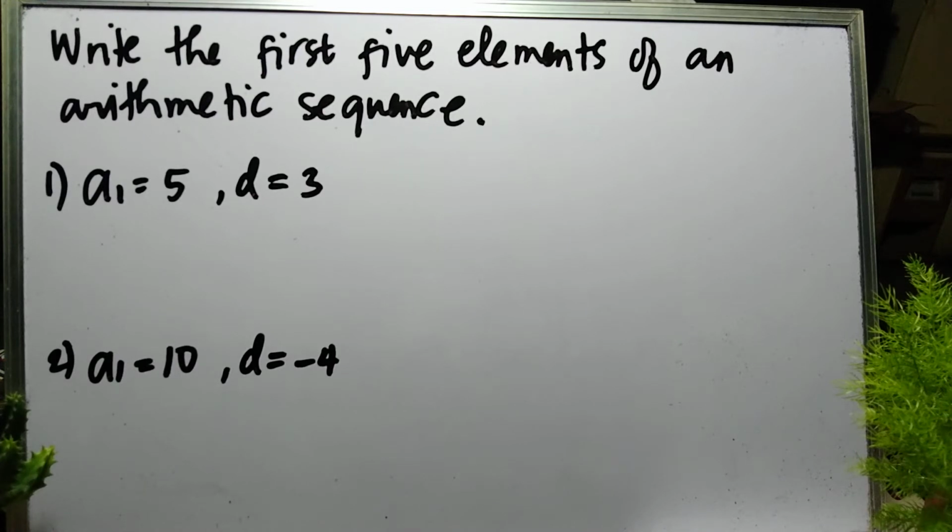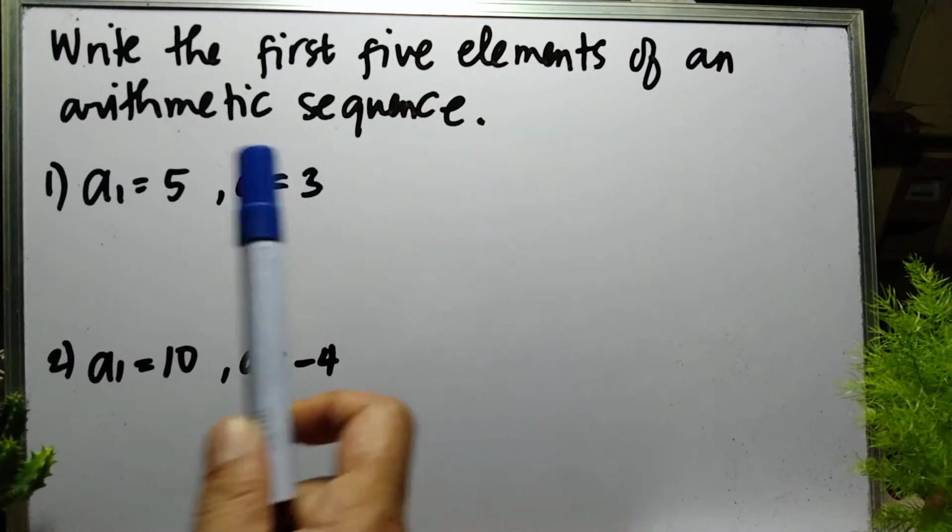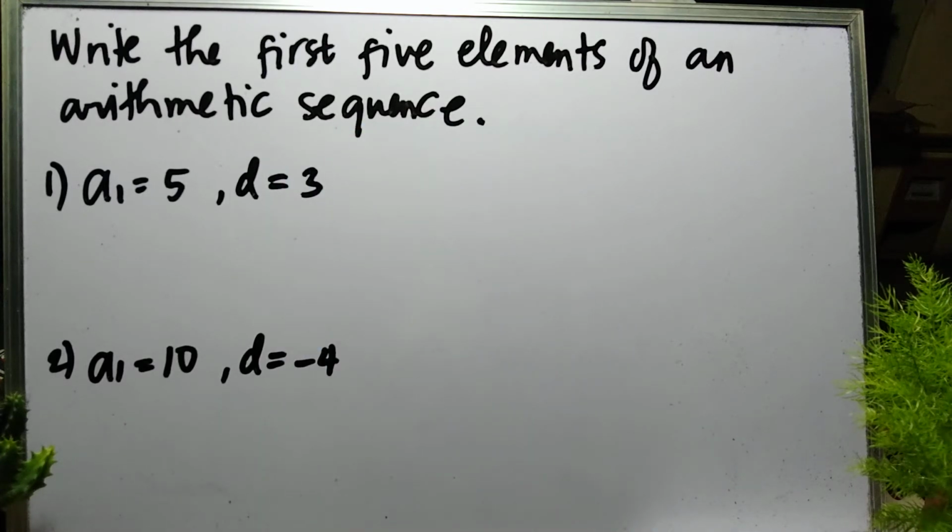Okay, for now we will still discuss arithmetic sequence. Okay, now we have our problem here, right? The first 5 elements of an arithmetic sequence. Okay, this is a very useful class. Like when you take a civil service exam, they will give you sequences, different types of sequences, and some sort of exams, I guess, have sequences.